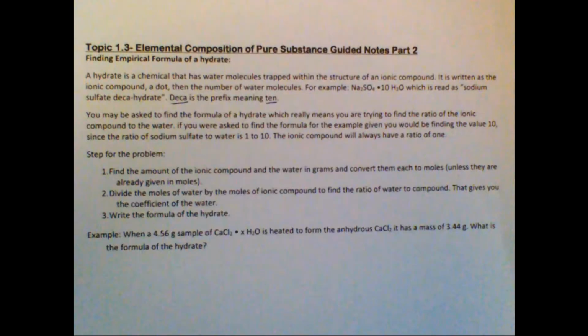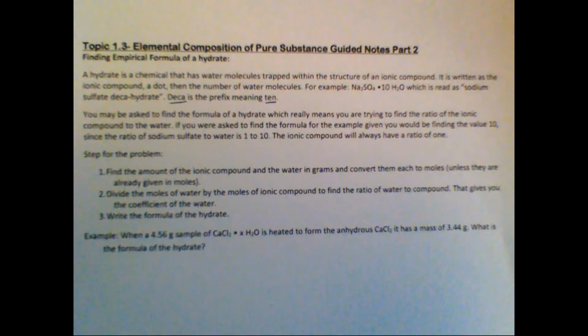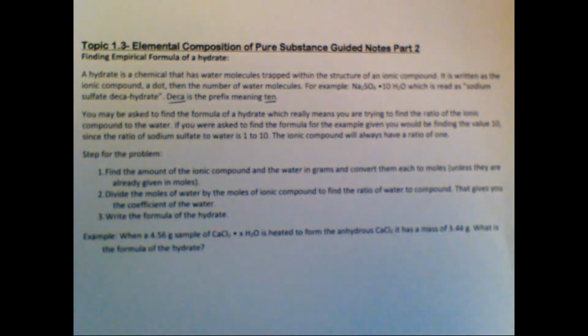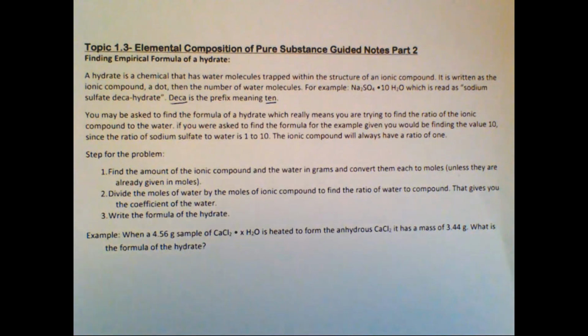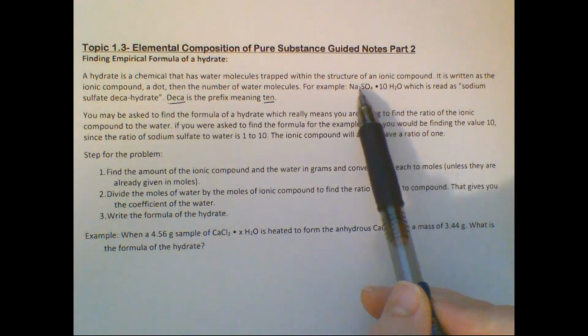So if it said something like trihydrate, then it would be 3 water molecules. If it said octahydrate, it would be 8 water molecules. So that prefix tells us how many water molecules. So what this means is there are 10 water molecules for every one of these sodium sulfates. So we have a lot of water trapped within this chemical, this hydrated chemical.